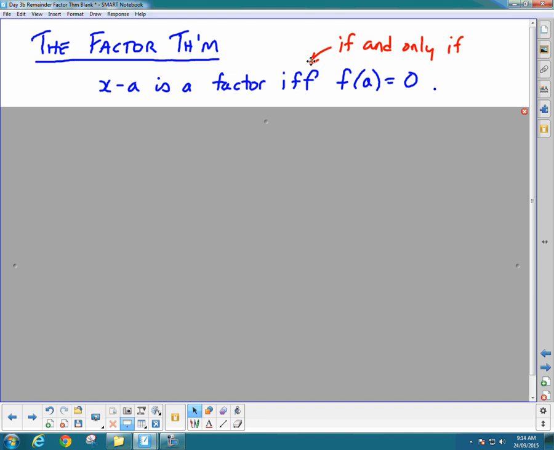So the theorem as it reads would say if x minus a is a factor, then the remainder is going to be 0. But the opposite is true. So if the remainder is 0, then x minus a is a factor. So it works in both directions, but instead of writing it down twice, we can use this IFF shortcut to tell the reader that it works in both directions.